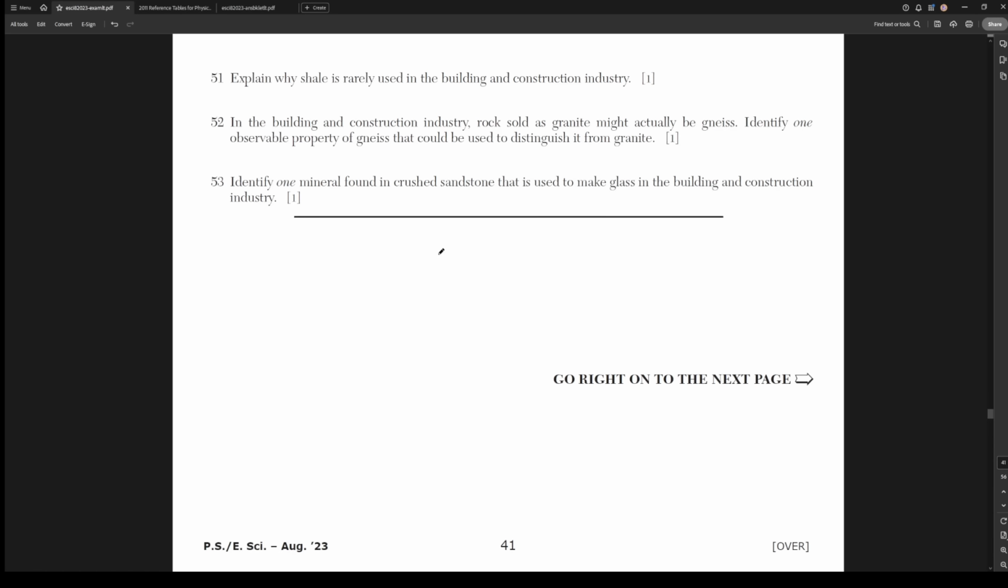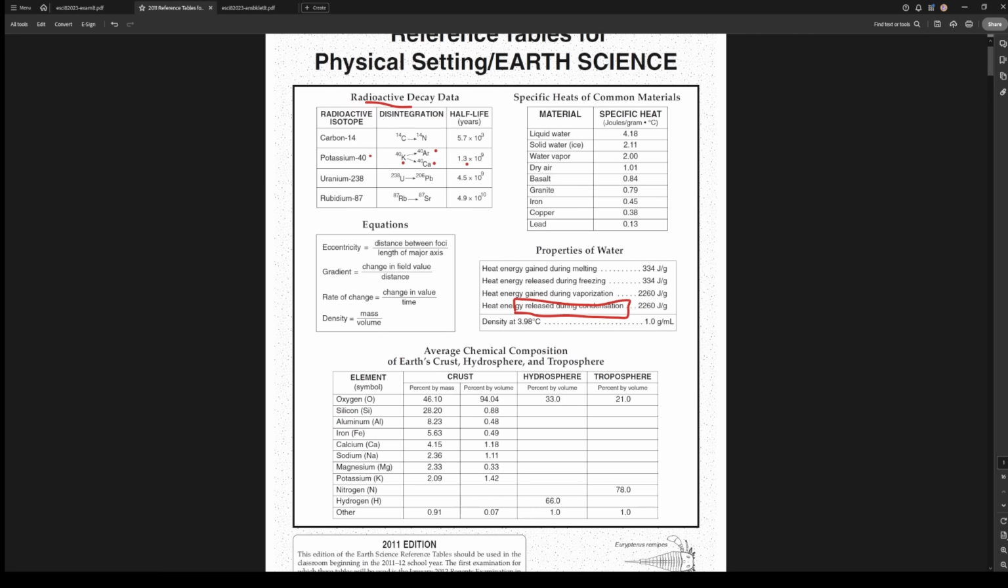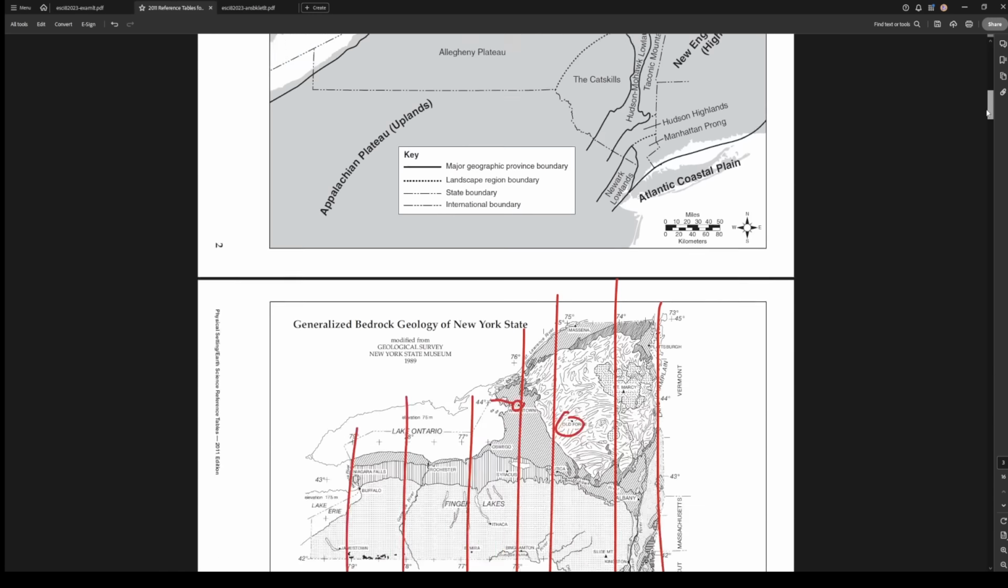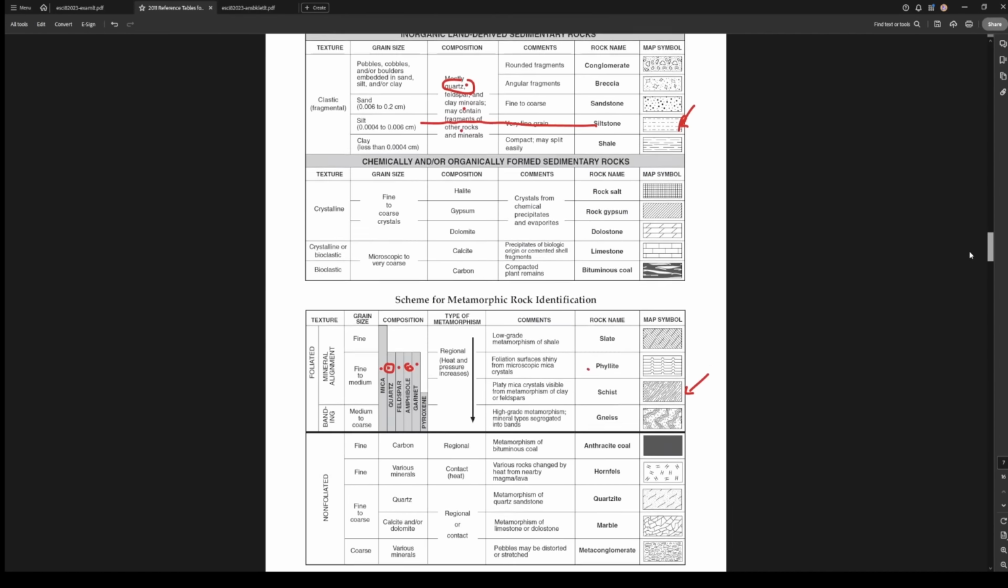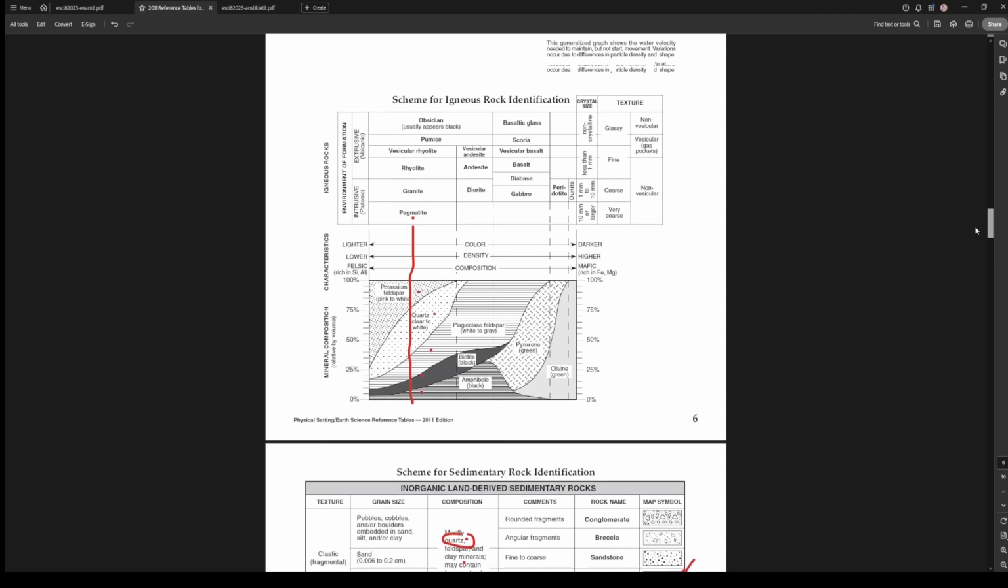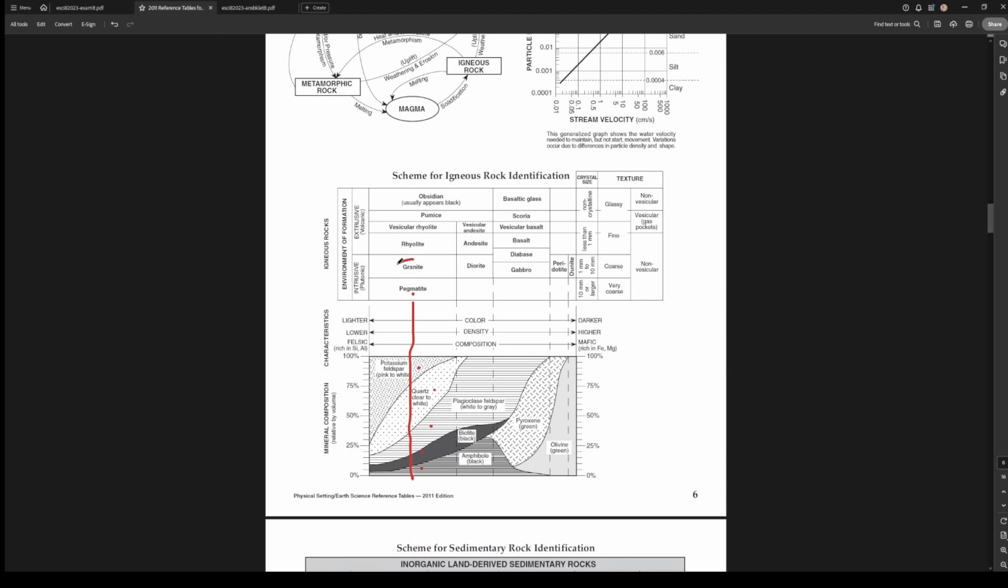All right, 52. In the building and construction industry, rock sold as granite might actually be gneiss. Identify one observable property of gneiss that could be used to distinguish it from granite. Okay, so we need to say something about gneiss that isn't granite. Let's go here. You might just know this off the top of your head, but we're just going to show you. Granite here is intrusive igneous rock, has coarse grains.